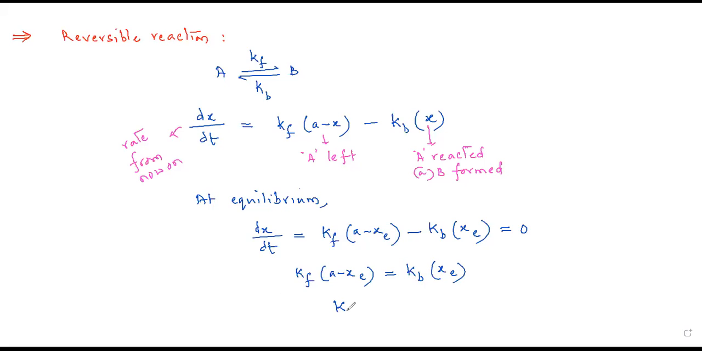Now, what is KB here? KB can be given as KF into A minus XE by XE, right? Now, let us substitute this in this expression. Okay. Then what do we get? We'll see now.